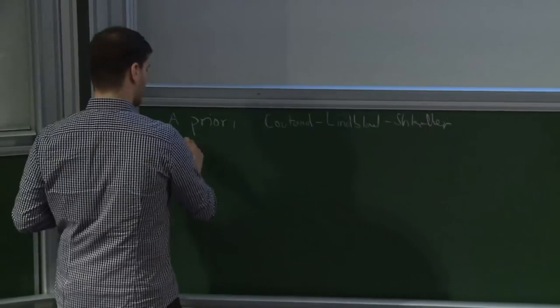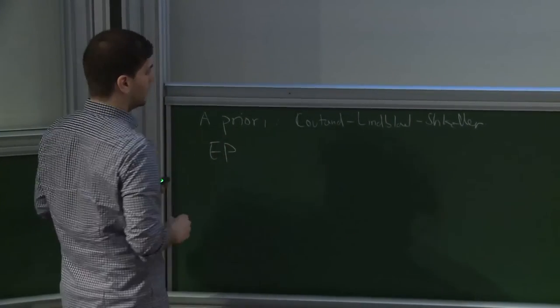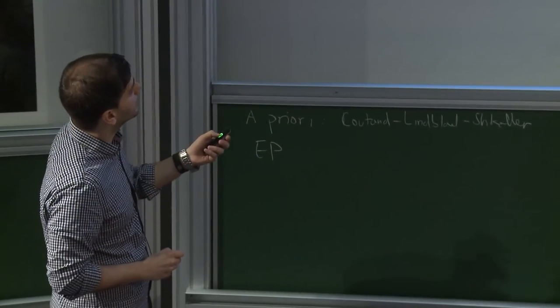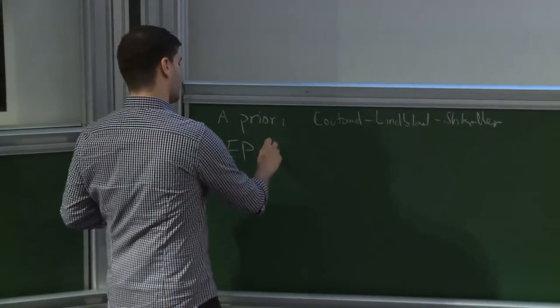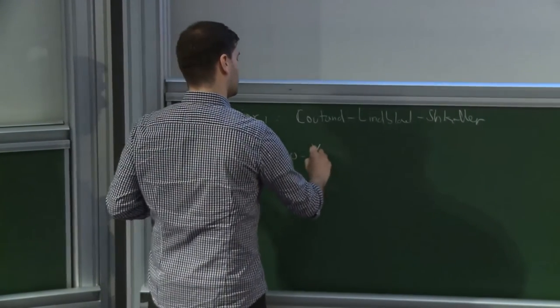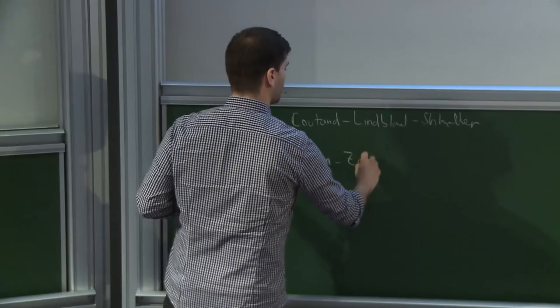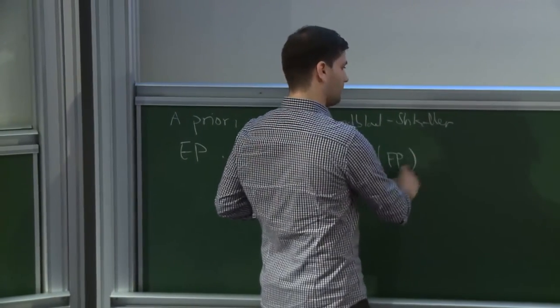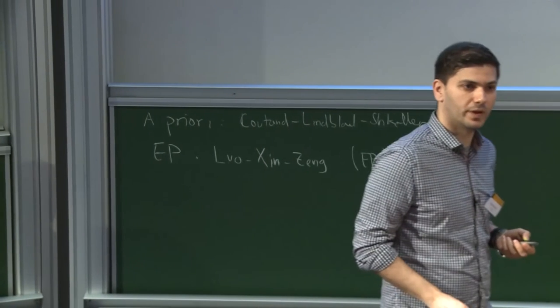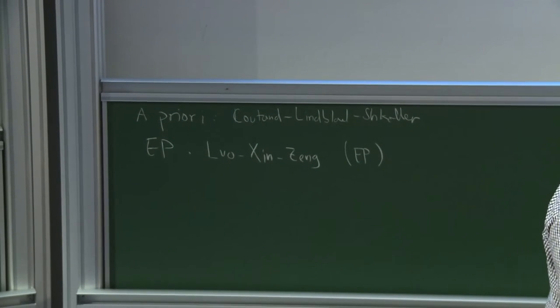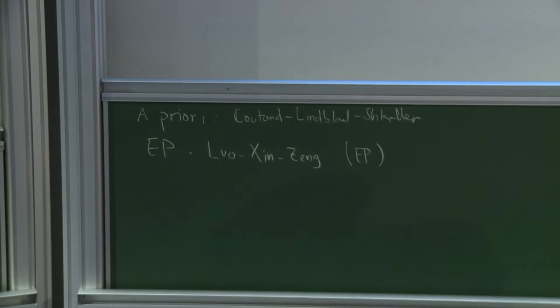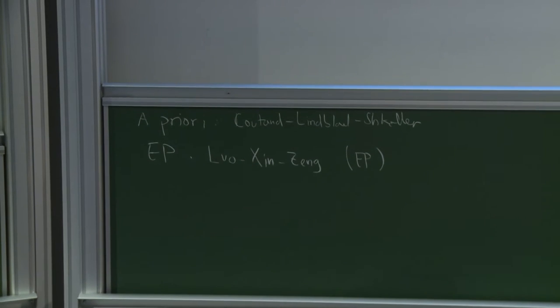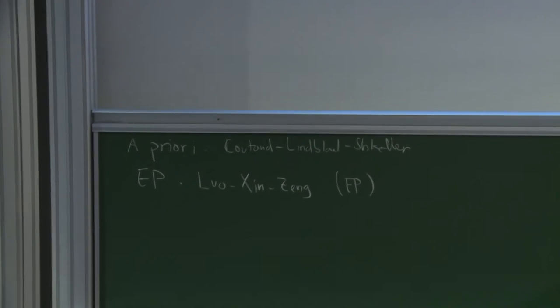So prior to this work, there's one result which deals only with a priori estimates, by Coutand, Lindblad, and Shkoller. So this is one name missing. And for the Euler-Poisson system, this came much later, entirely based on these ideas. There's a work of Luo, Xin, and Zeng. Not for the vacuum interface, but for the liquid case, when the density is not vanishing at the boundary, so this is a significantly less degenerate model.